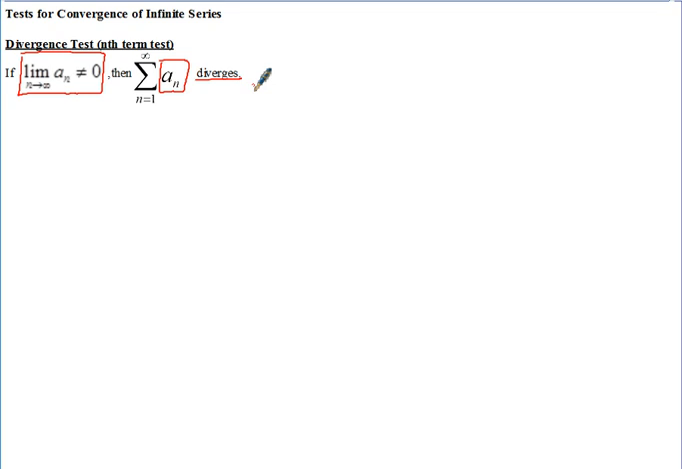However, notice, just because it is equal to 0 doesn't guarantee it converges. It just means it might converge. And we'd have to use one of the other tests to determine if it in fact converges or not.